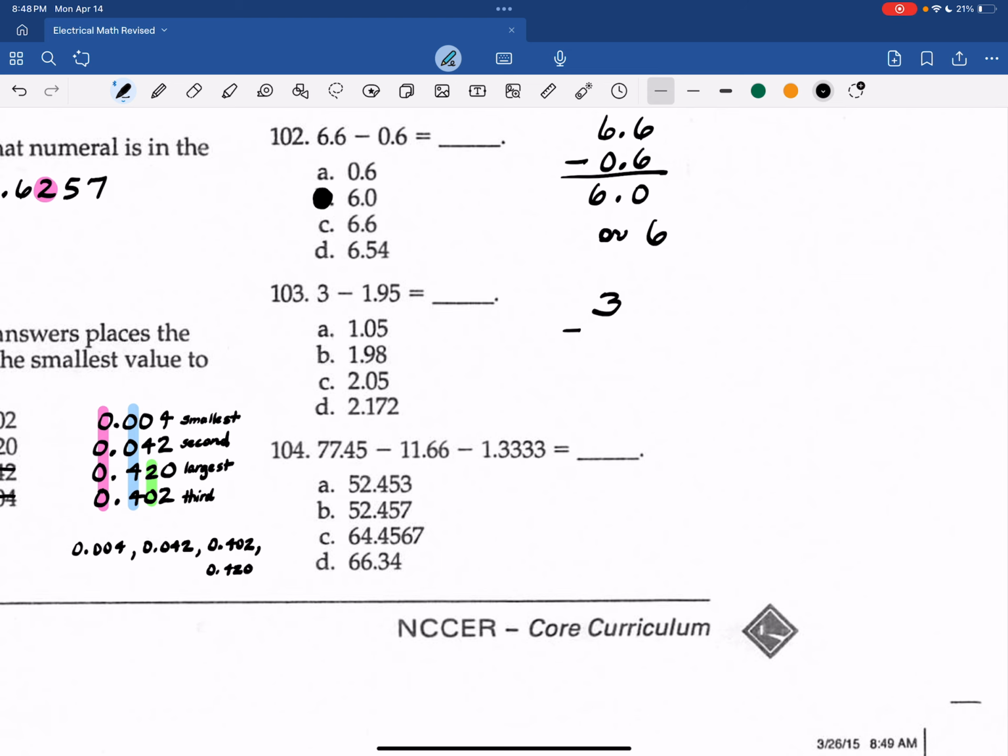3 minus 1.95. I strongly advise you to put in your zeros here, because you have to borrow across them. So I'm going to take one of those, give it to this one, then borrow one of those to give to this one. 10 minus 5, 9 minus 9, and 2 minus 1 is 1 5 hundredths.